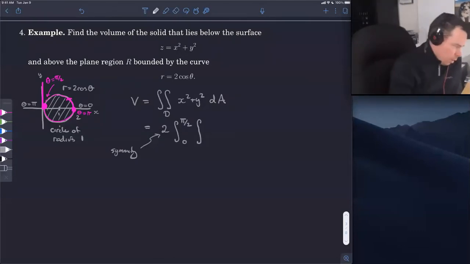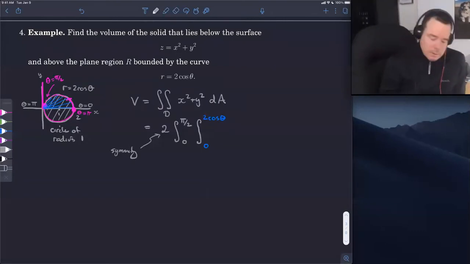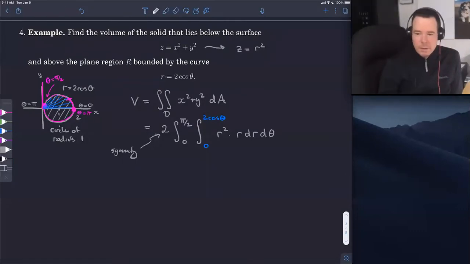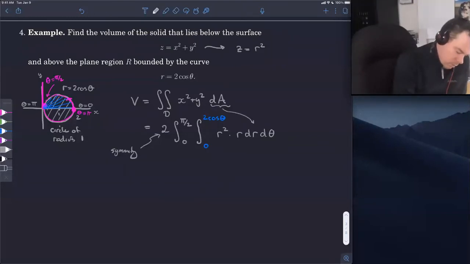And then the r values. Our r values, we want them to sweep out the entire region. So our r values are going to look like this. We're going to be sweeping out our region in this way. So our r values are going to go from 0 all the way out to the curve, so 2 cos theta. And then we've got our x squared plus y squared. So let's just think about that for a second. In polar coordinates, x squared plus y squared is the same as r squared. So our function we're integrating becomes r squared. And then we've got an r dr d theta. That's our area differential, or our area element. And this was our function that came down here.